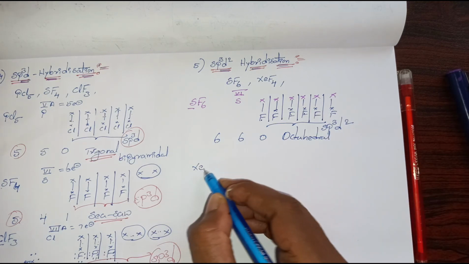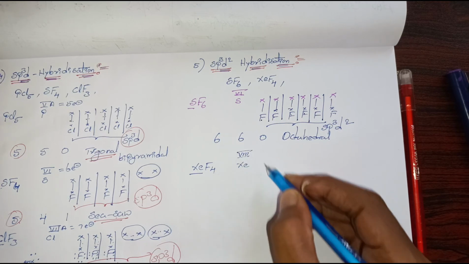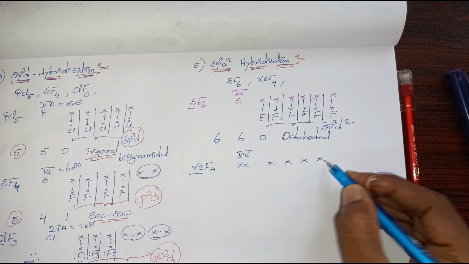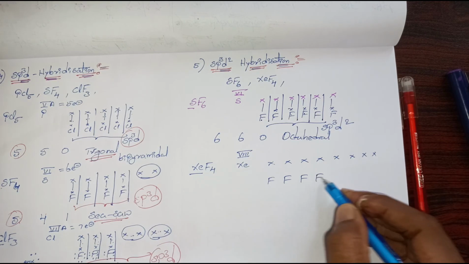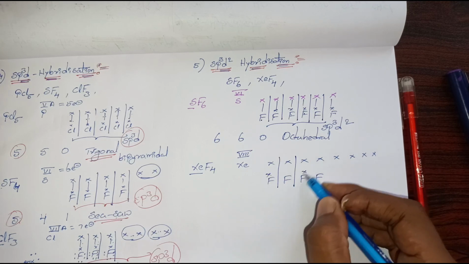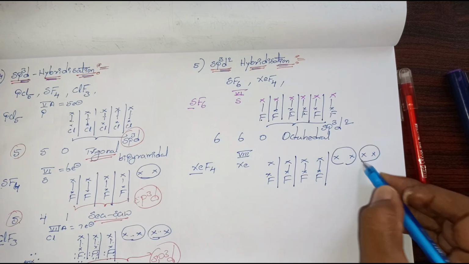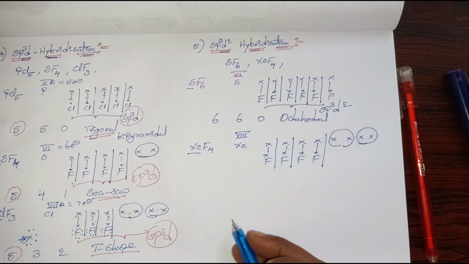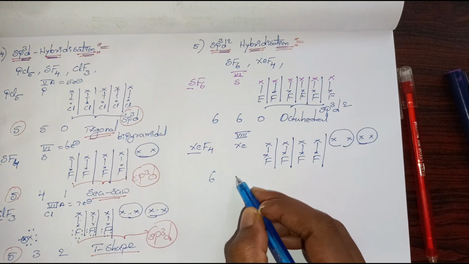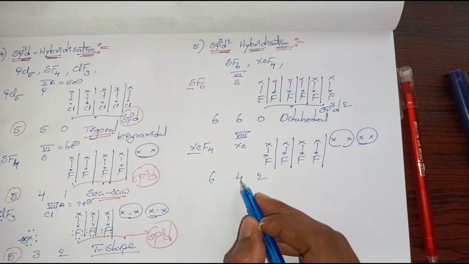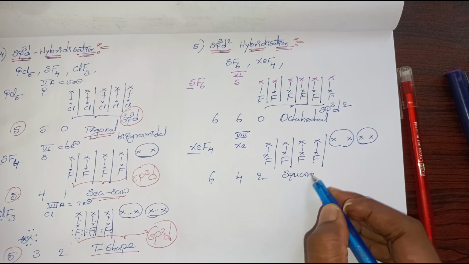Next XeF4. The central atom is xenon, a group 8A element. 8 electrons are present. Surrounding it, 4 fluorines are there. Each fluorine electron overlaps with a xenon electron. The remaining 4 electrons exist as 2 pairs. Overall 6 pairs, bond pairs 4, lone pairs 2. In that condition, the shape of the molecule is square planar.